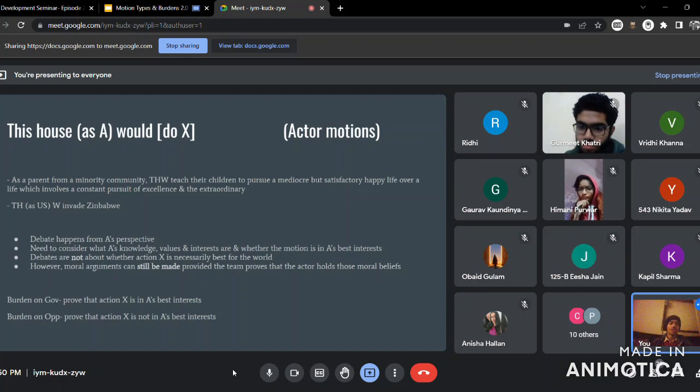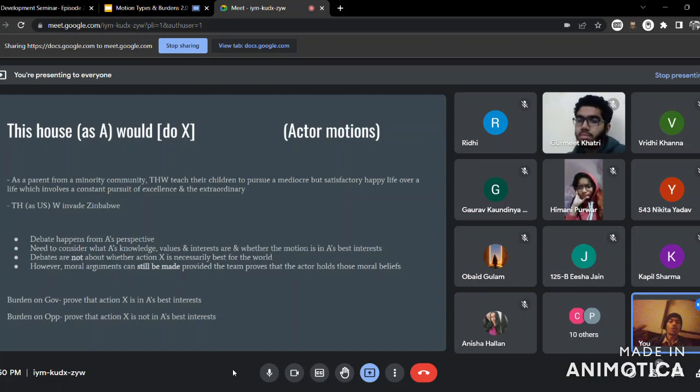But what happens in actor motions is that the debate happens from the actor's perspective. So this actor is possibly an entity. It can be this house as the United States, or this house as Bernie Sanders, or this house as the feminist movement. It can be anything, right? So the actor can be anyone, group of people, individual, country, company. You can say this house as Bill Gates, or this house as Reliance, or anything, right? So this actor can be any entity. So the debate happens from the actor's perspective.